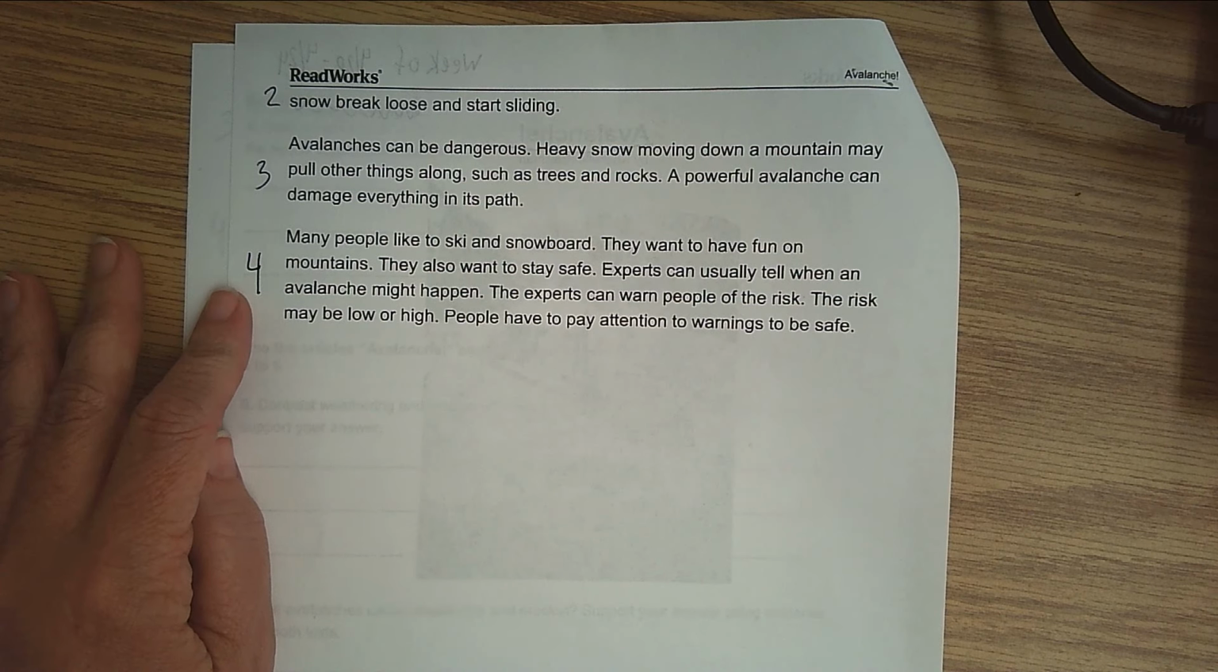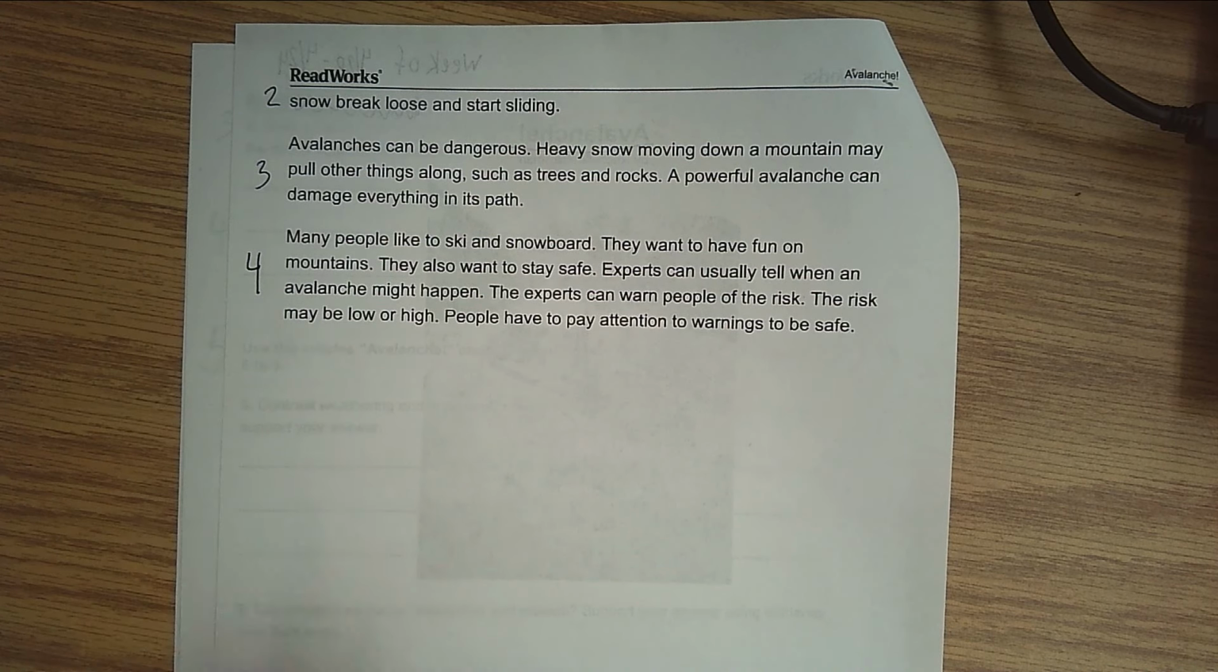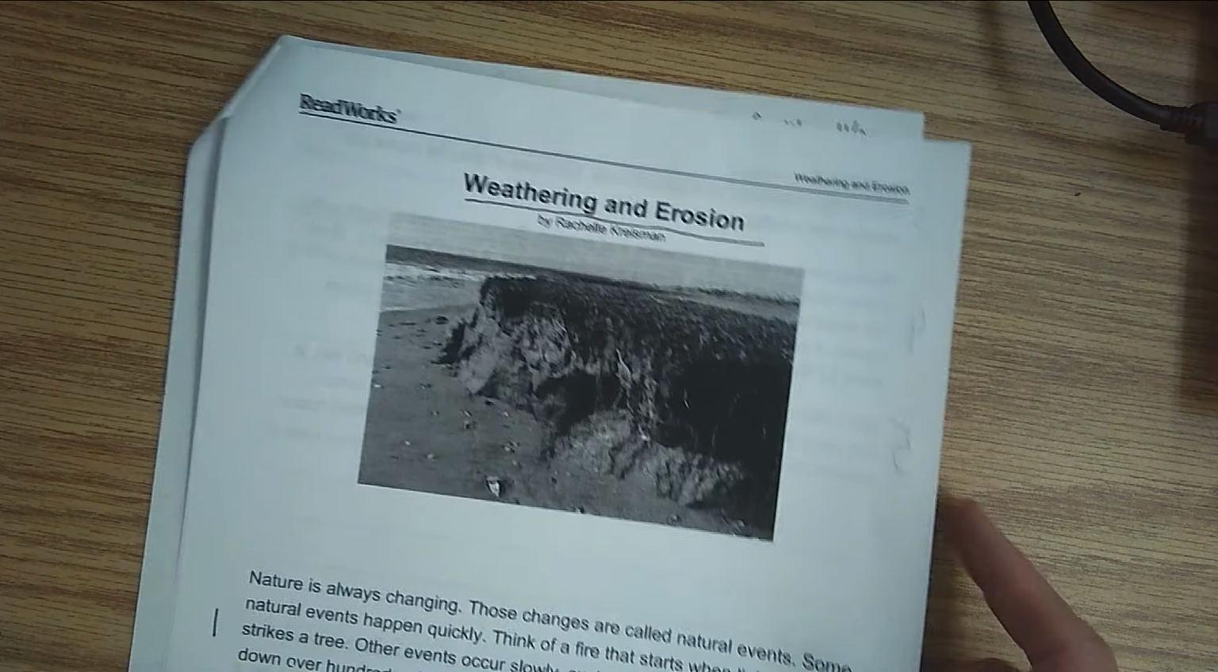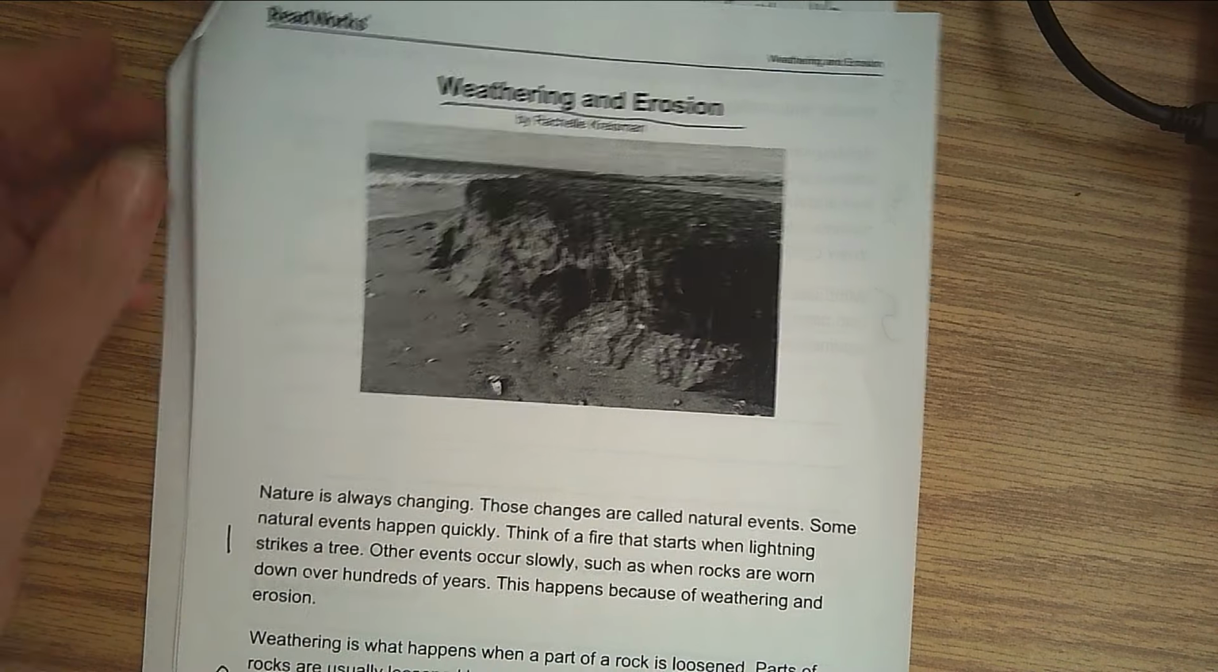Many people like to ski and snowboard. They want to have fun on mountains. They also want to stay safe. Experts can usually tell when an avalanche might happen. The experts can warn people of the risk. The risk may be low or high. People have to pay attention to warnings to be safe. Now I'm going to read the second passage, Weathering and Erosion, also by Rachel Cressman.